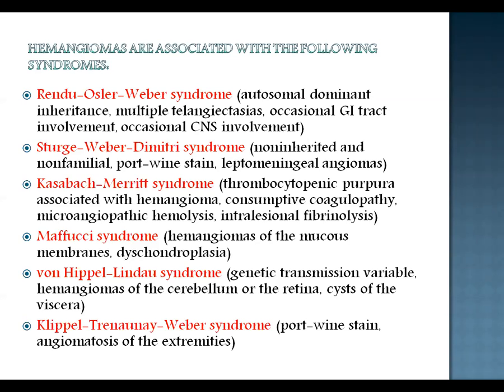Kasabach-Merritt syndrome: thrombocytopenic purpura associated with hemangioma, consumptive coagulopathy, microangiopathic hemolysis, and intralesional fibrinolysis. Maffucci syndrome: hemangiomas of the mucous membrane and dyschondroplasia. Von Hippel-Lindau syndrome: variable genetic transmission, hemangiomas of the cerebellum or the retina, and cysts of the viscera. Klippel-Trenaunay-Weber syndrome: angiomatosis of the extremities.